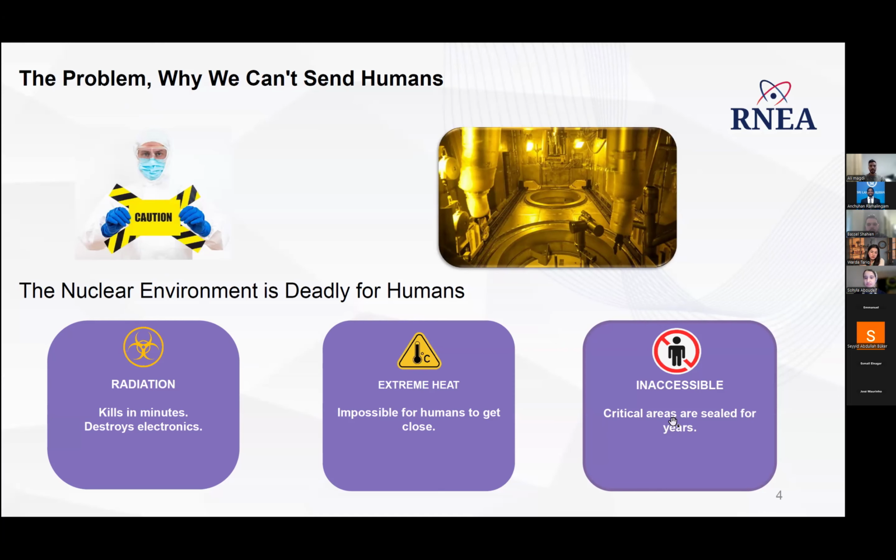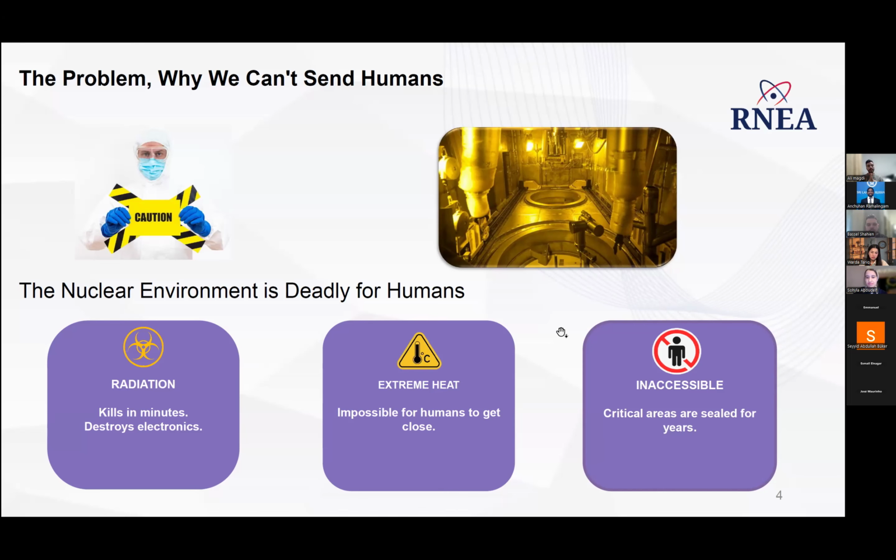Second, it's the heat. It's incredibly hot. No human can get close to parts of the reactor. And third, there's no access. Many parts of a nuclear plant are sealed shut. They are too dangerous to open for years. So the question is, how do we check if everything is working? How do we fix something broken? How do we handle the waste? We can't send humans to fix these problems, so we send robots.